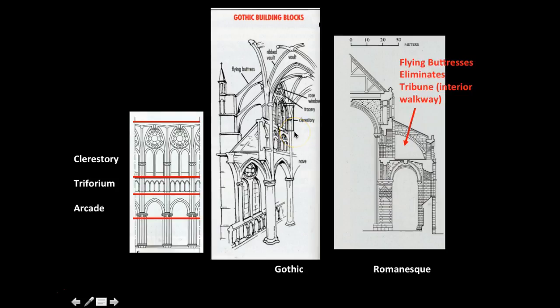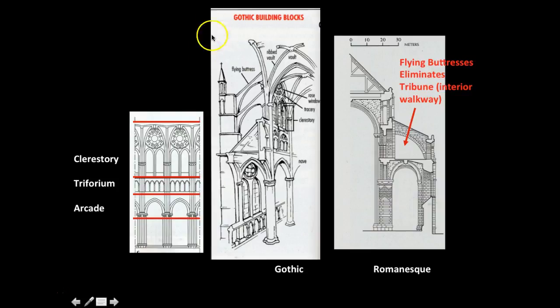Okay, so going back to this one. The weight wants to push down and out on the building. Flying buttresses allow this weight to be supported without using super thick walls. The flying buttress support structure is pulled outside the church, which allows for opening up the walls. It also allows for lots of windows. So you know a Gothic building from the outside when you see the flying buttresses.